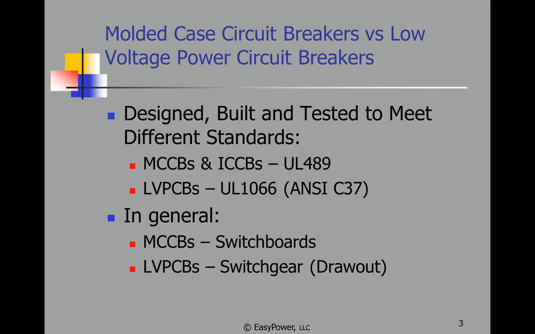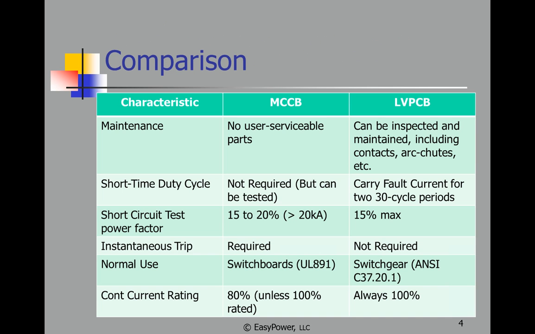In general, molded case circuit breakers are going to go in what we call switchboards that can either be group mounted or individually mounted. The switchboards themselves are built to different standards than the switchgear, which is where the low voltage power circuit breakers are typically installed. Normally the low voltage power circuit breakers are installed in draw-out switchgear, and that allows a much faster replacement, more flexibility, and more reliability. So I'm not sure if this is in your way, but I can move this over a little bit.